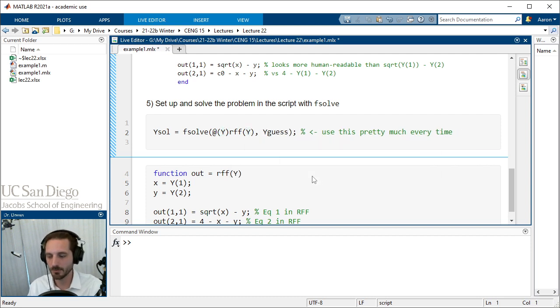And so the only other thing that we need to do is define yGuess, which we're going to say is about 1 and 1. Remember, this has to be a column vector, hence the use of semicolon.